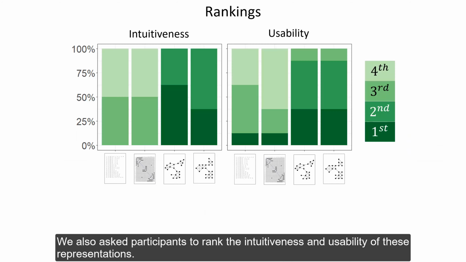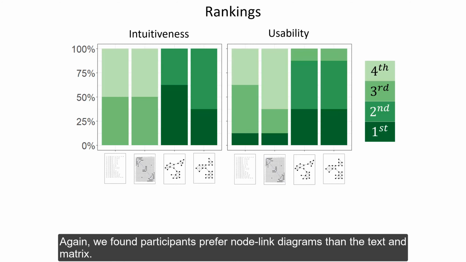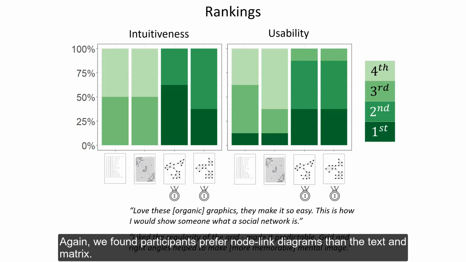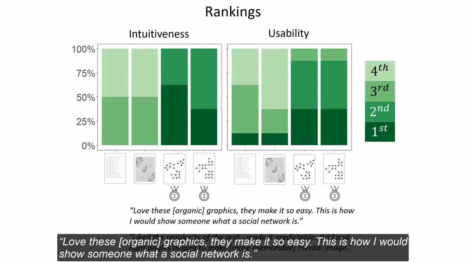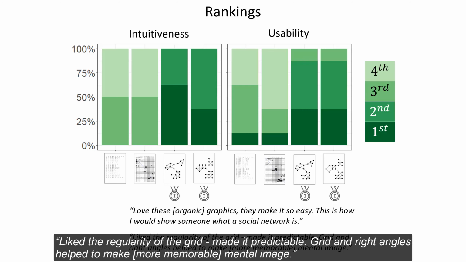We also asked participants to rank the intuitiveness and usability of these representations. Again, we found participants prefer node-link diagrams than the text and matrix. Representative comments are, "Love these organic graphics. They make it so easy. This is how I would show someone what a social network is." "Liked the regularity of the grid, made it predictable. Grid and right angles help me to make more memorable mental image."